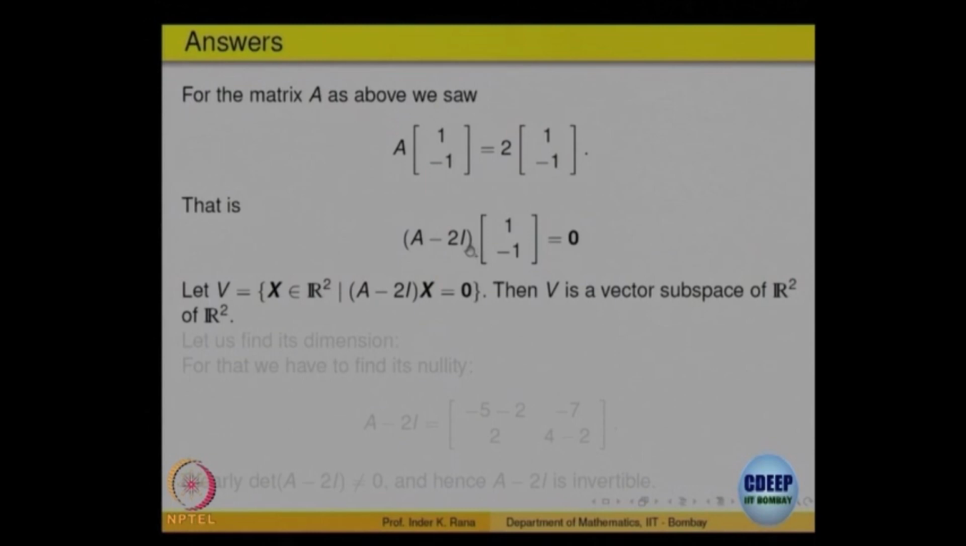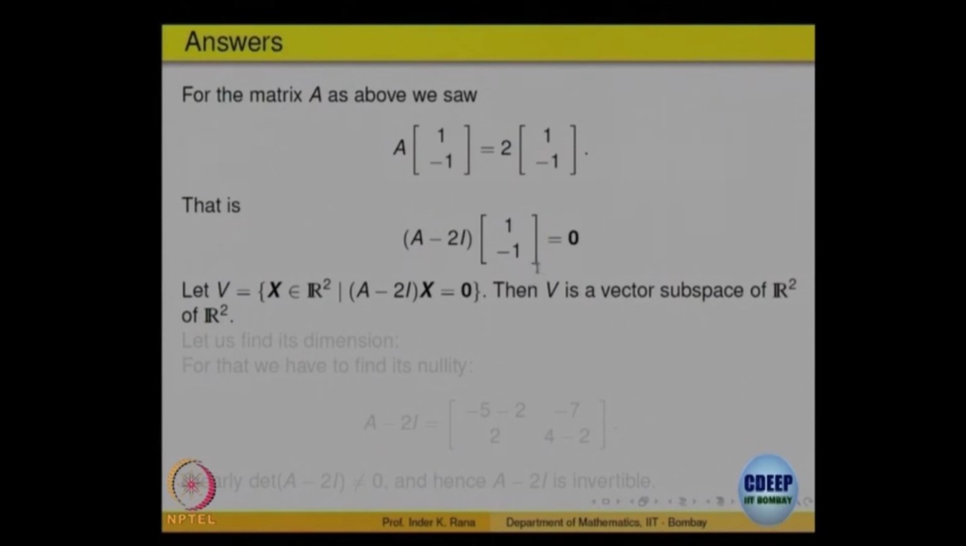See, (A minus 2I) applied to this was 0. So, the vector (1, minus 1) belongs to this set V, right. Now, we have already seen that a homogeneous system gives a vector space. Any matrix applied to x equal to 0, all such x give you a vector space. So, this is a vector space in which I have gotten one element, and this is a subset of R2, right. So, what could be the possible dimensions of this subspace?